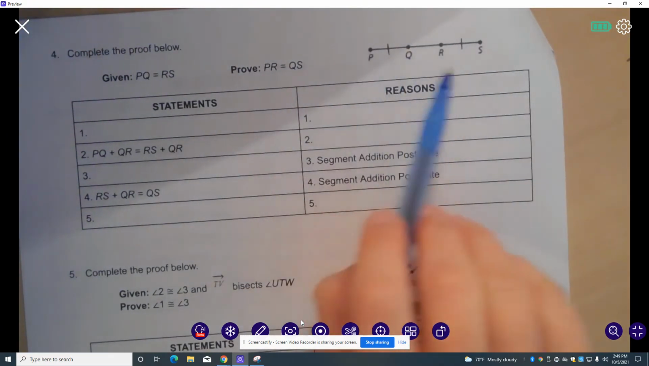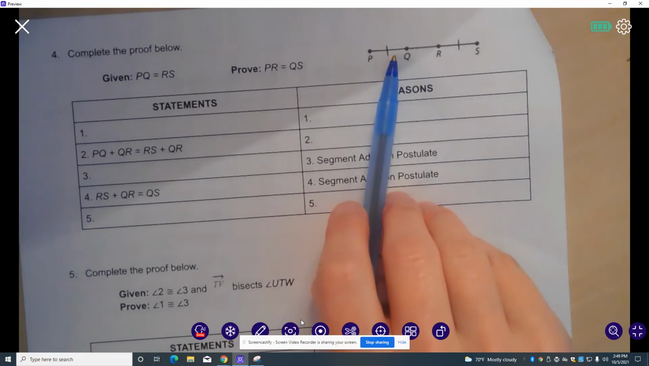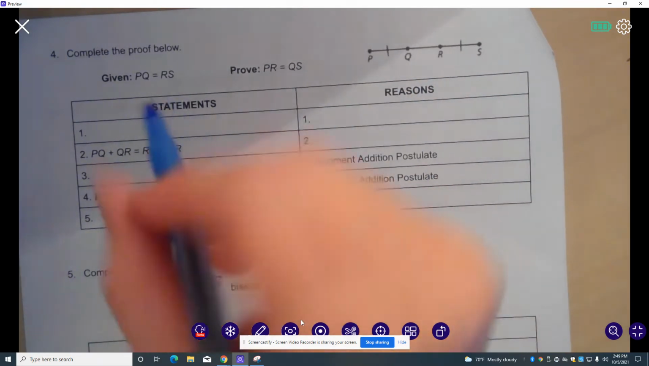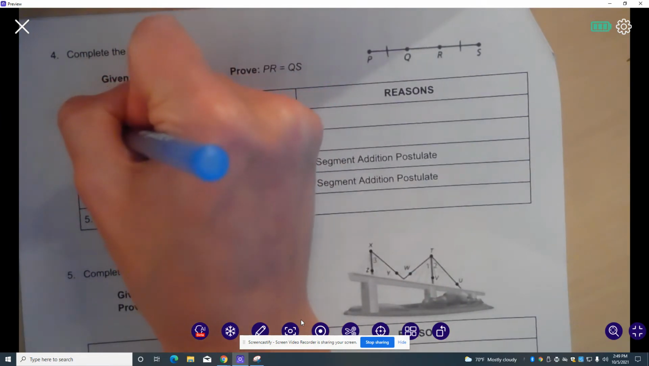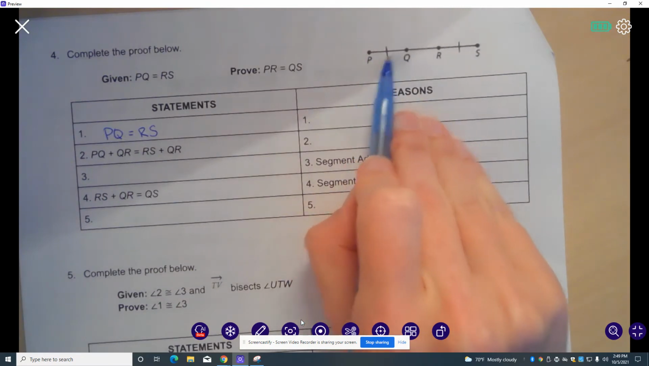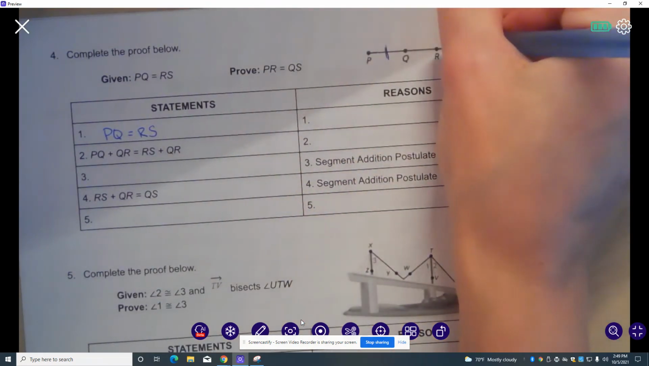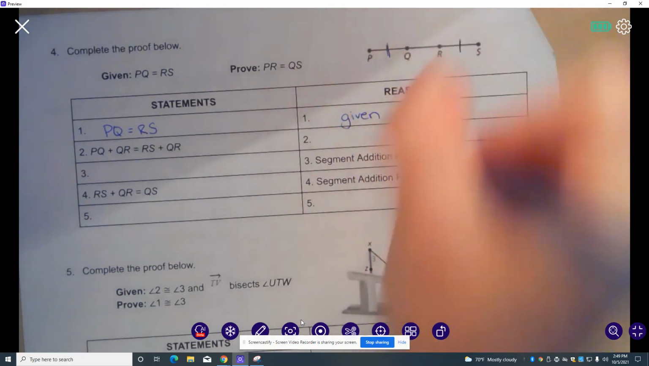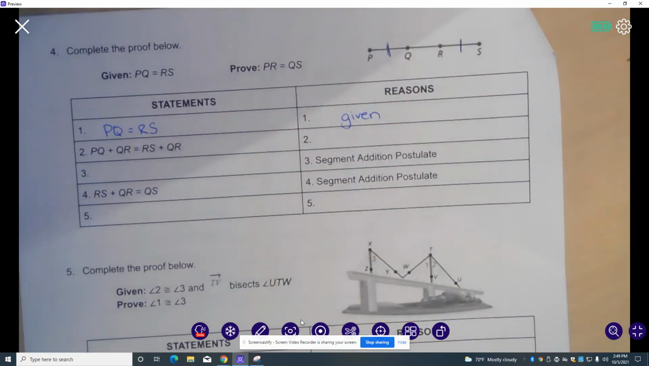In this picture, we have some more line segments, but this time we're given that some lengths are equal. They give us that PQ is equal to RS. That is why segment PQ has a tick mark and segment RS has a tick mark. And that was given to us.